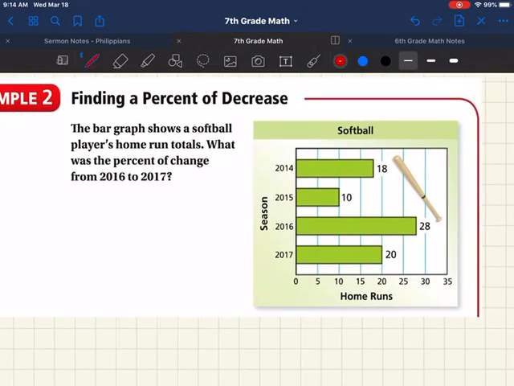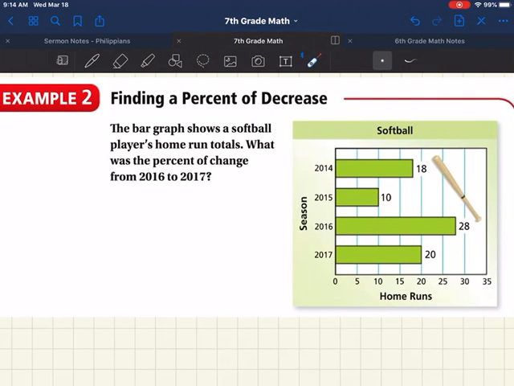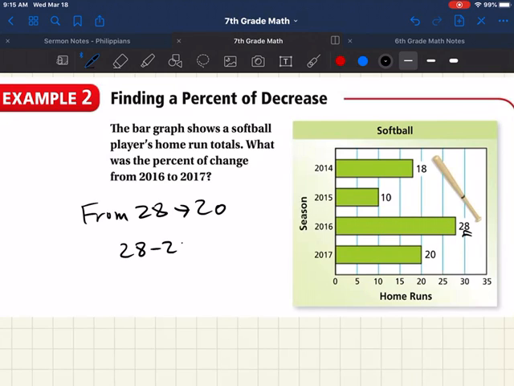Finding the decrease. We've got this little chart. This shows baseball home runs, and it wants to know what is the percent change from 2016 to 2017. As you can see, there's a decrease this time. So we went from 28 to 20. Again, the amount of change is 8, right? 28 minus 20. And the original amount is the first amount, so over 28.